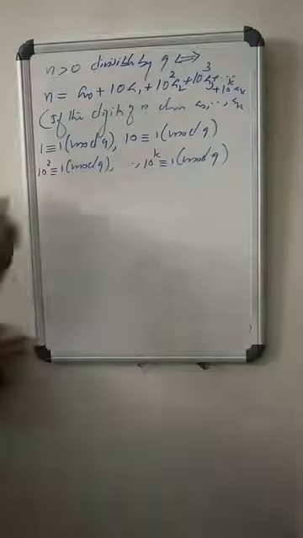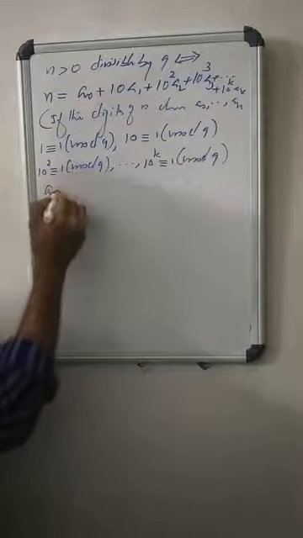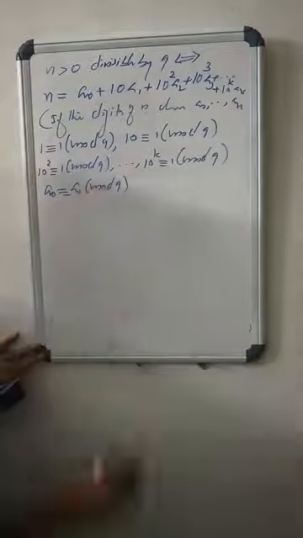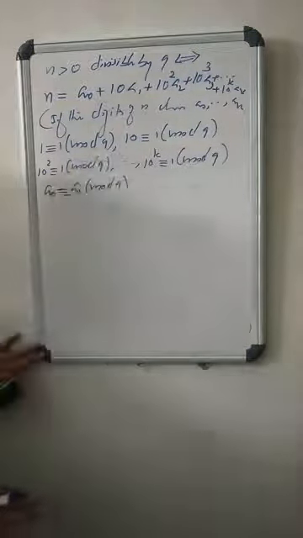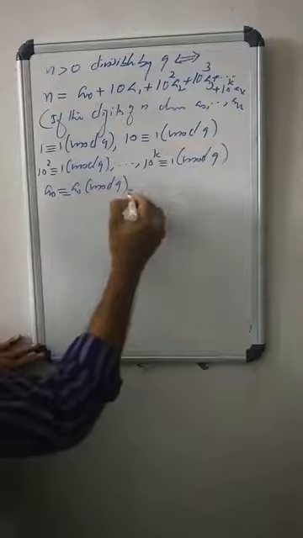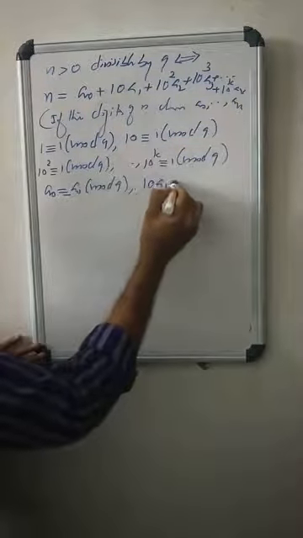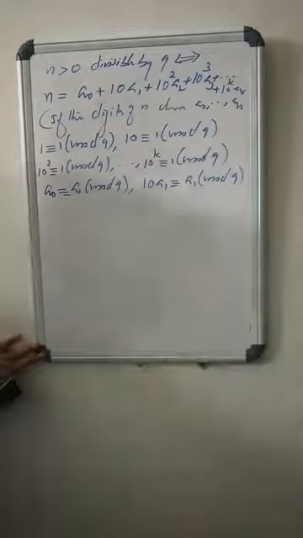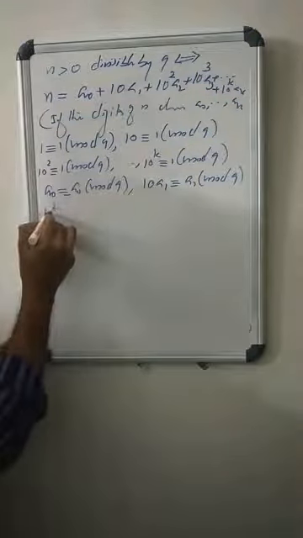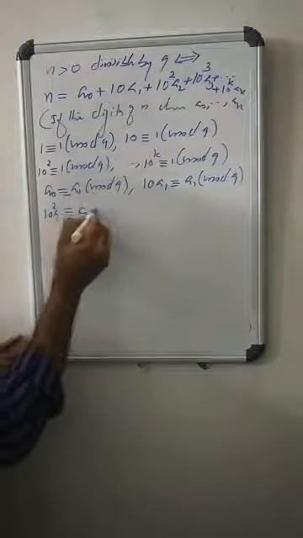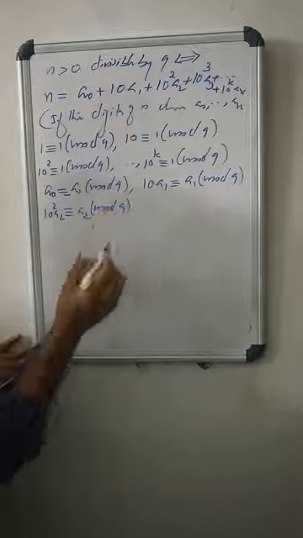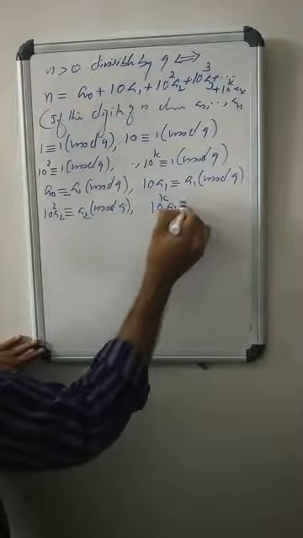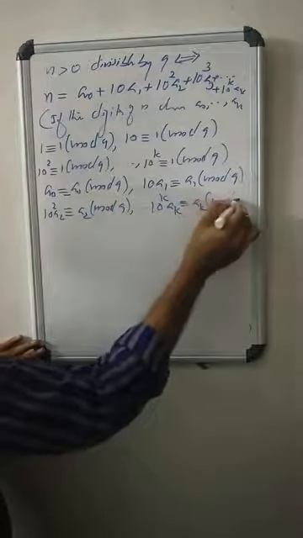Agree. So from here, 1 congruent to 1 mod 9 means a0 is congruent to a0 mod 9. Sure. If a is congruent to b mod m, then ac is congruent to bc mod m. Next, 10a1: from the second, 10a1 is congruent to a1 mod 9. From the third, 10 squared a2 is congruent to a2 mod 9. Yes, etc. The last one, 10 to the power k ak is congruent to ak mod 9.